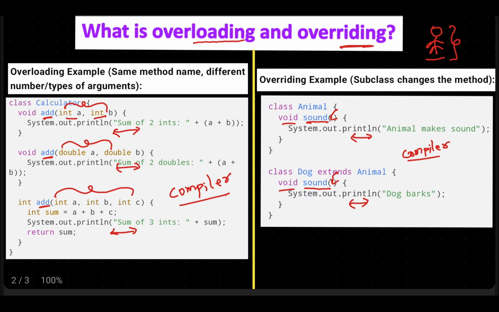One of them will be in a subclass. Remember, you cannot define this overriding in the same class like overloading. Overriding happens in different classes. More specifically, it happens between a parent class and a subclass. Okay, same method name, same arguments, same return type, but in the subclass.